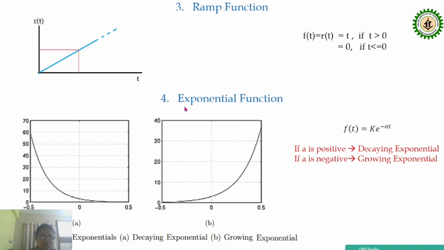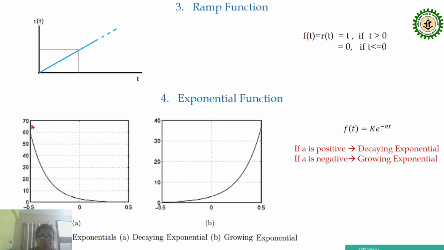Next, coming to the exponential function. The exponential function we know is represented this way: k times e to the power minus at. Depending on this a value, if a is positive, then we will get the decaying exponential. If a is negative, then we will get the growing exponential.